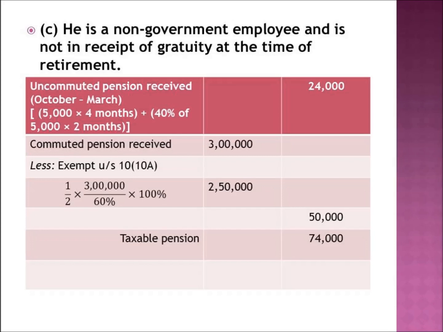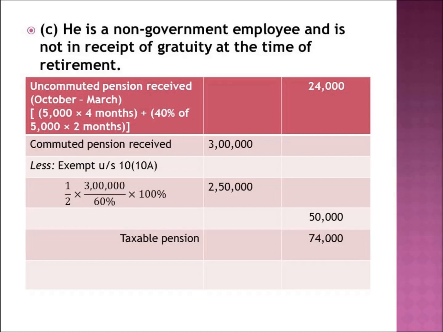You just have to remember that the 1 by 2 or 1 by 3 is of the full value of pension if he would have commuted 100% of his pension. That is the main thing here. So this is how the problem will be solved. All the problems relating to pension will be solved in this way only. In the next slide, we will summarize what we have learned in this class of pension.